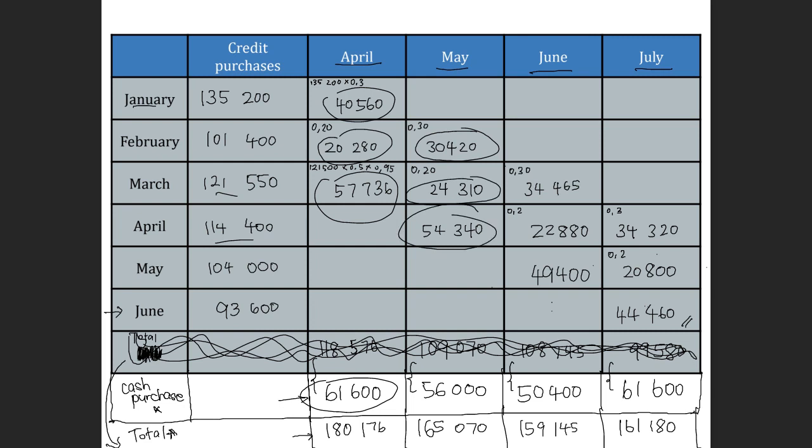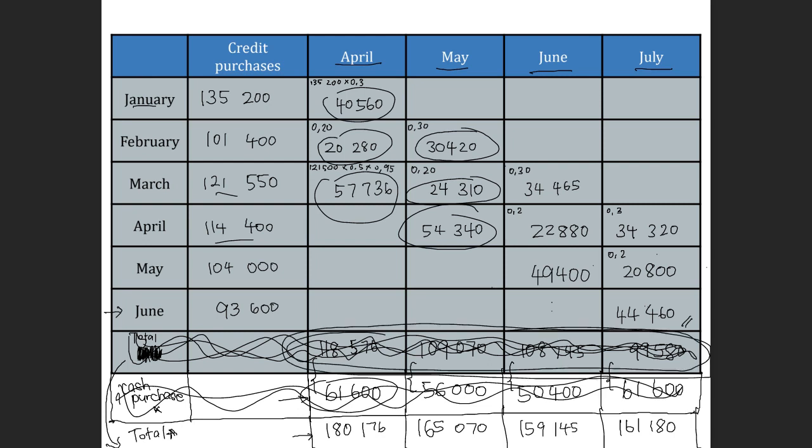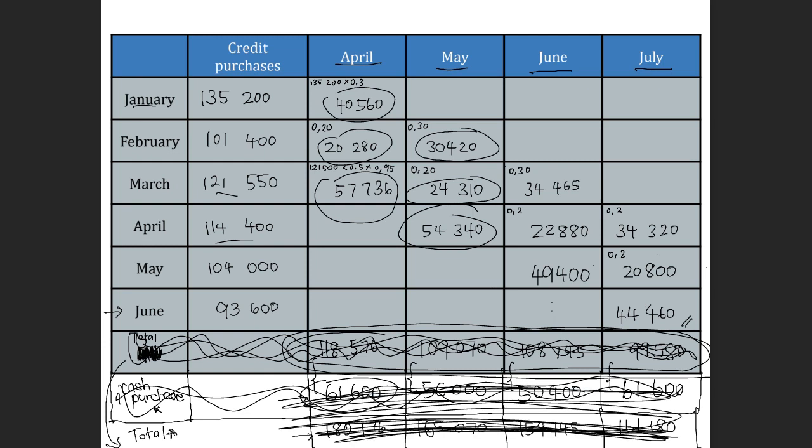But if they didn't ask you for the cash purchase, then you actually wouldn't have done this at all. Then it would have been this total here that I struck off. So everything at the bottom here wouldn't have been included. So only when they say to you total purchases, or if you're doing the debtors, total sales. But if they don't, then you'll just stop at the credit portion and you'll total that.